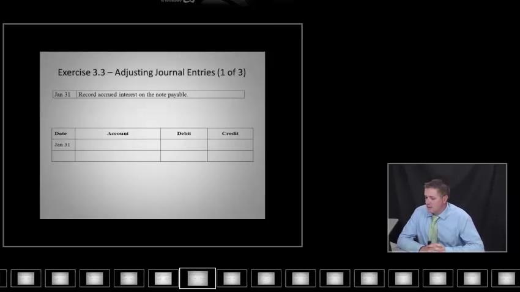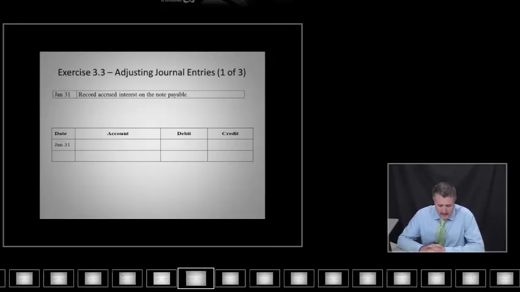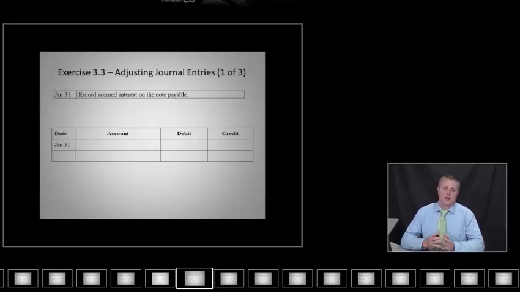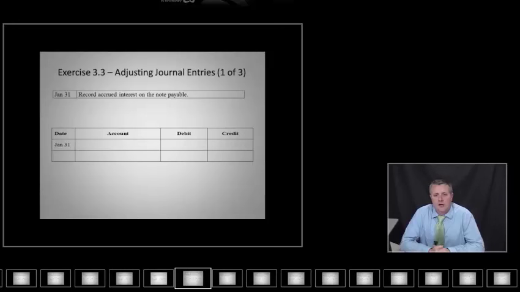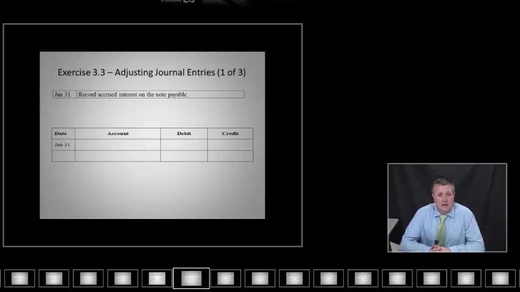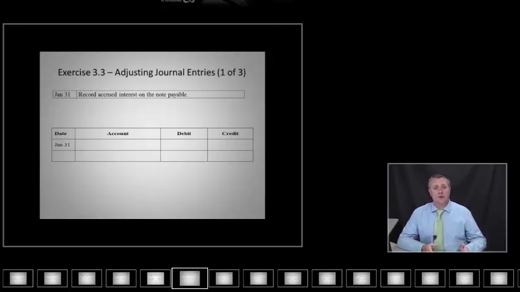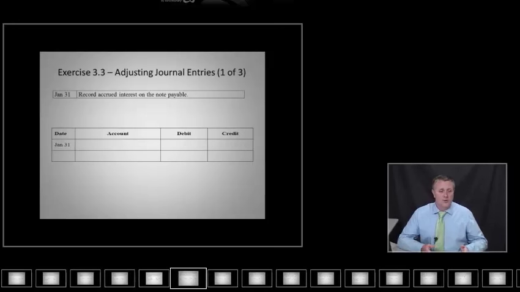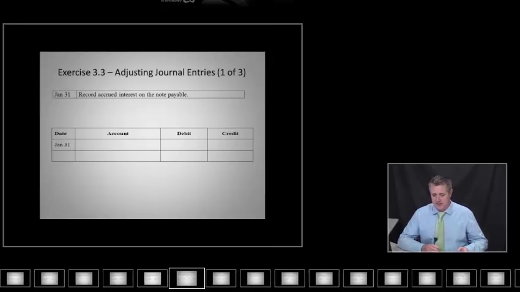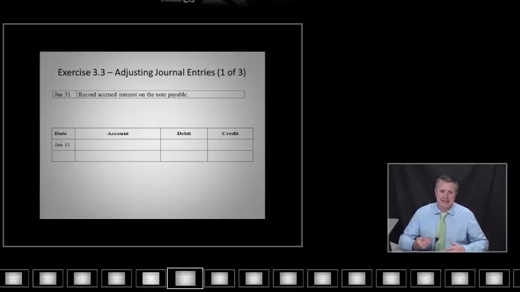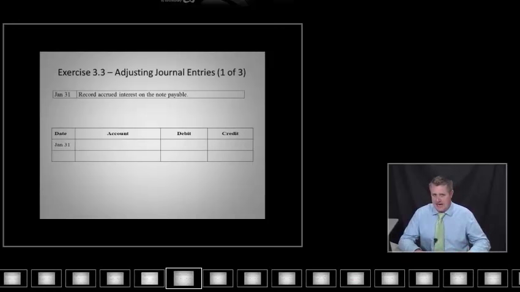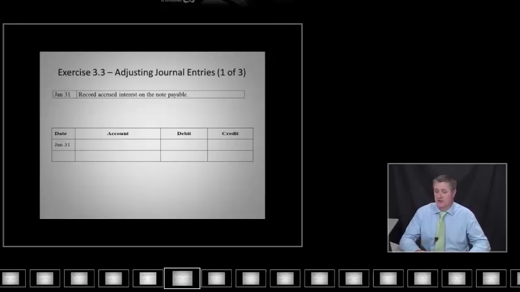The first is related to the accrued interest on the note payable. Okay, if you recall, we issued this note payable. Interest was paid annually, but after 1 month, we need to recognize 1 month's worth of interest expense, even though we're not actually paying any interest in cash. Okay, we're not using cash to pay interest expense.